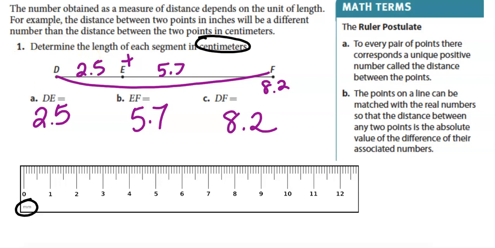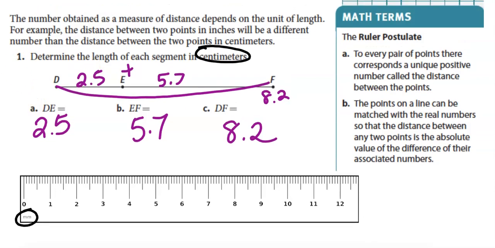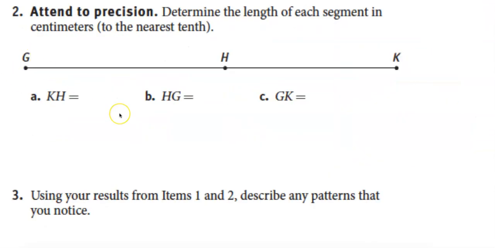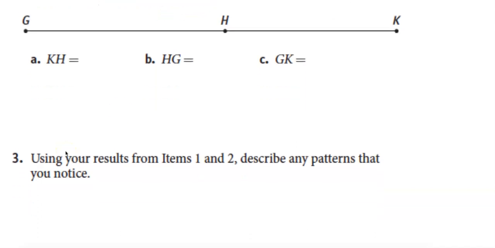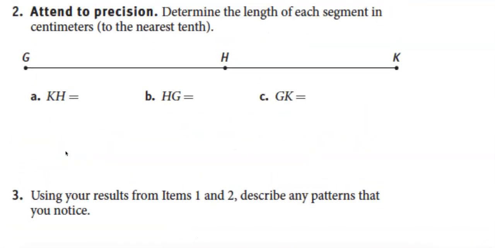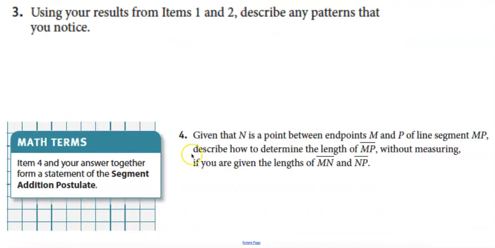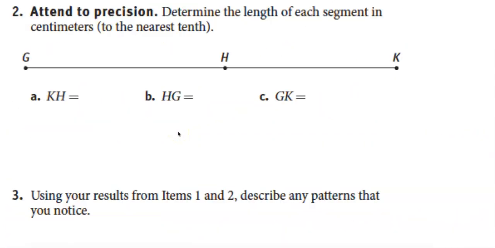All right, so what I want you guys to try now is to measure these segments. So you all try number 2. You're going to find the measurement of those 3 line segments. Make sure you round to the nearest tenth, aka the nearest decimal. And then on number 3, describe any patterns you see. And then press pause and we'll go over them.